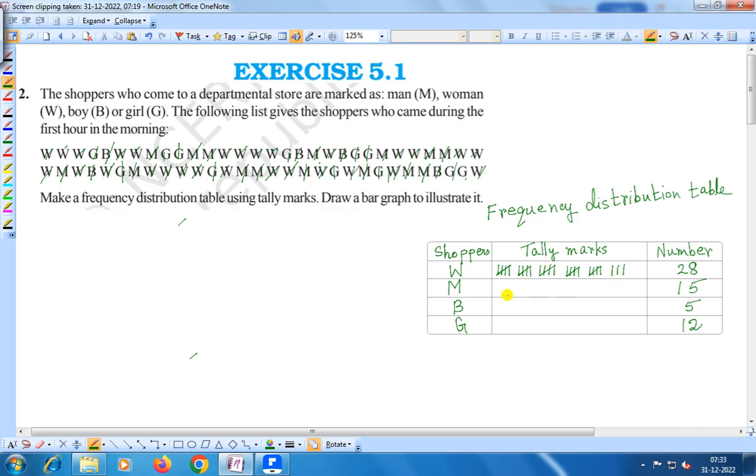Right, now 15. Man is 15. That is 1 2 3 4 5, 1 2 3 4 5, 10, 1 2 3 4 5, that is 15. Boy is 5, that is 1 2 3 4 and 5. And girl is 12, that is 1 2 3 4 5, 1 2 3 4 5, 10, 11, 12. Right. This is the frequency distribution table.